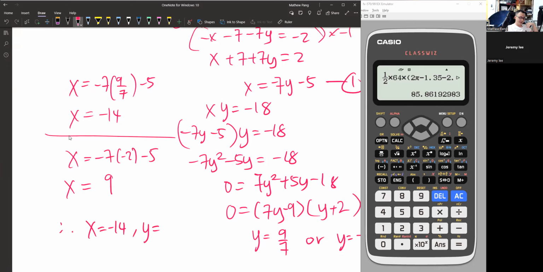Linear law, find y in terms of x. B is when x is 45, give your answer in ln p. C is find the value of x for which y is defined. Okay, do A and B first, Jeremy. Then only you do C.